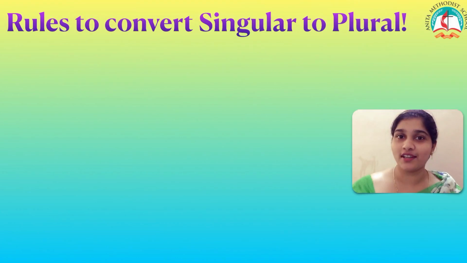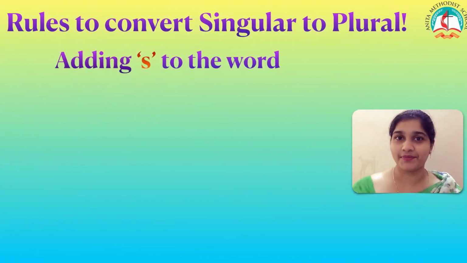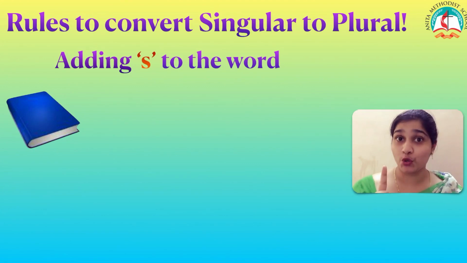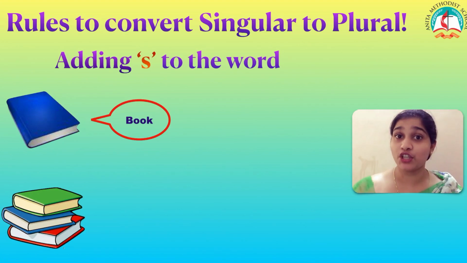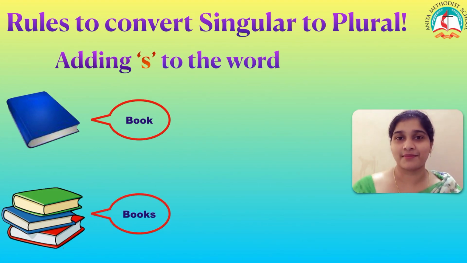Now I'm going to teach you rules to convert singular to plural. The first rule is adding s to the word. Here is an example. How many books do you see in this picture? Only one. So it is singular. So I mention the word as book. In this picture, how many books do you see? 3 books, which is more than one. So it is plural. So now I'm going to add s to the word. So I mention it as books.